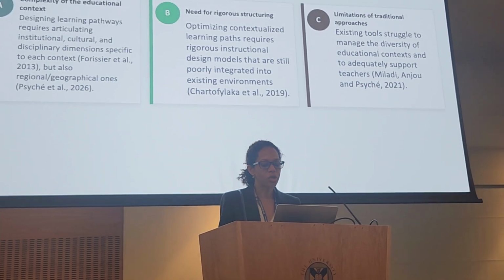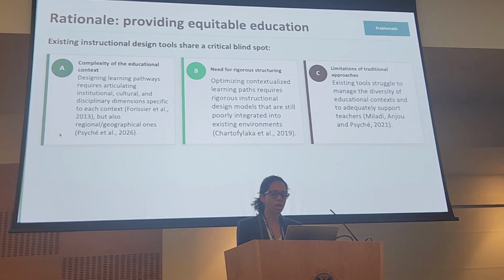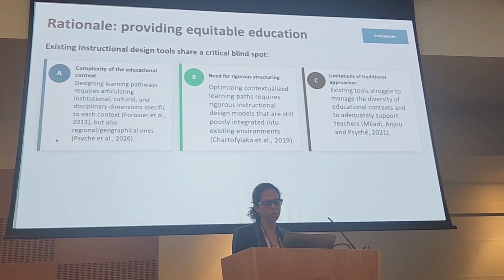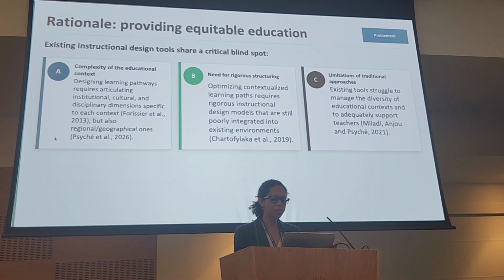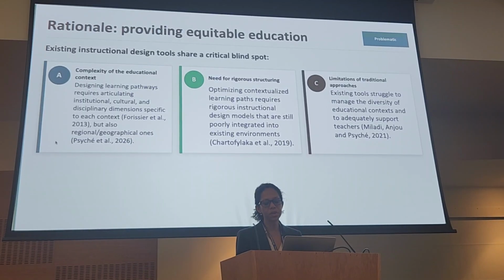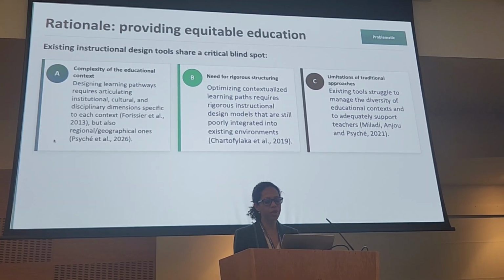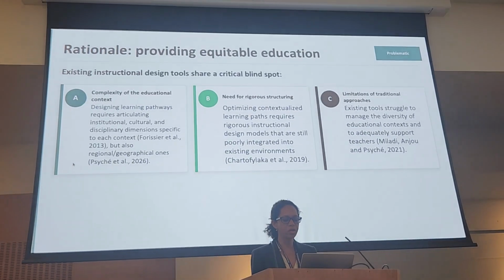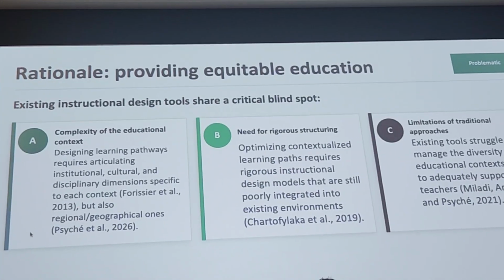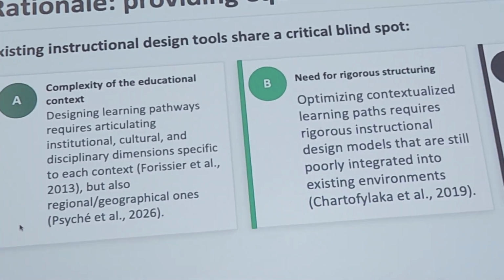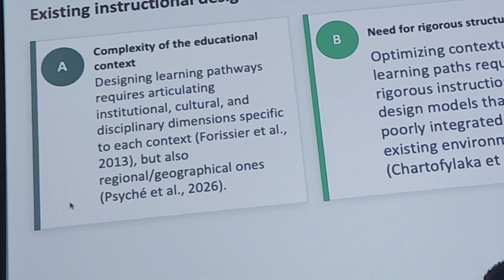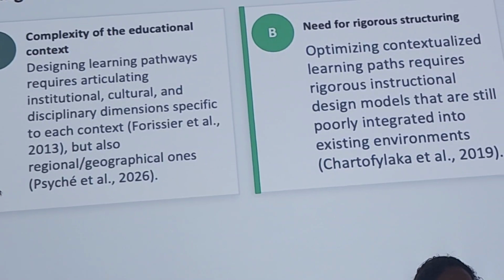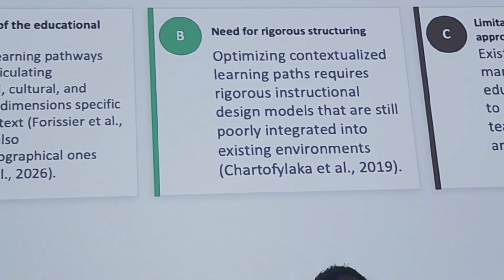Rationale: contextualizing education in the age of AI, where greater equity is a goal, is justified by the following points. So it's a theoretical background. Optimizing contextualized learning pathways requires rigorous instructional design models, which are still poorly integrated into existing environments. Current tools struggle to manage the diversity of educational contexts and to effectively support teachers. And indeed, designing learning pathways requires taking into account the instructional, cultural, and disciplinary dimensions specific to each context, as well as the regional dimension.